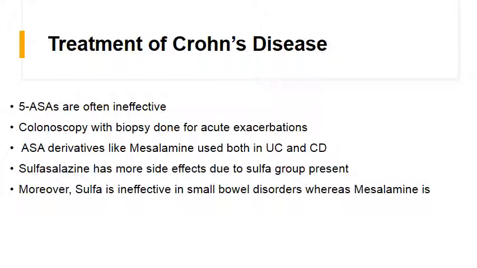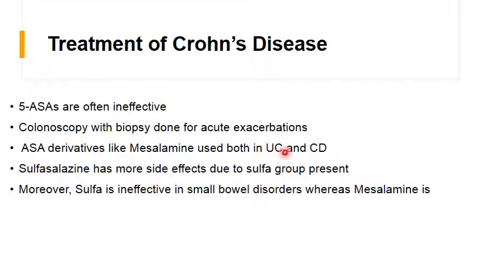So treatment of Crohn's disease. Experimental therapies are the last resort. After many studies, 5-ASAs are often ineffective. Sulfasalazine and mesalamine are not effective in Crohn's disease. Colonoscopy with biopsy is done for acute exacerbations. ASA derivatives like mesalamine are used both in ulcerative colitis and Crohn's disease, but not very helpful in Crohn's disease.